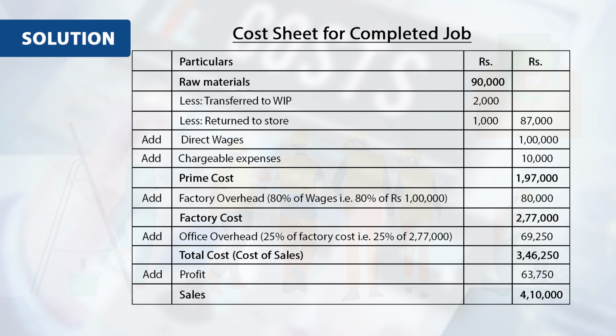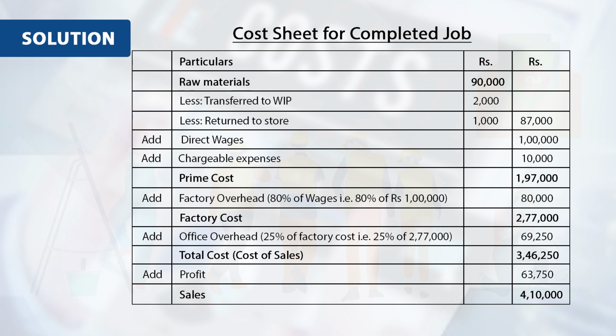Let's prepare the cost sheet for completed job. We will prepare a statement in 3 columns: particulars, amount rupees, amount rupees. Raw materials rupees 90,000, less transferred to work in progress rupees 2000, less return to stores rupees 1000, giving outer column figure as rupees 87,000. In that add direct wages rupees 1 lakh. In that add chargeable expenses rupees 10,000, giving prime cost of rupees 1,97,000.